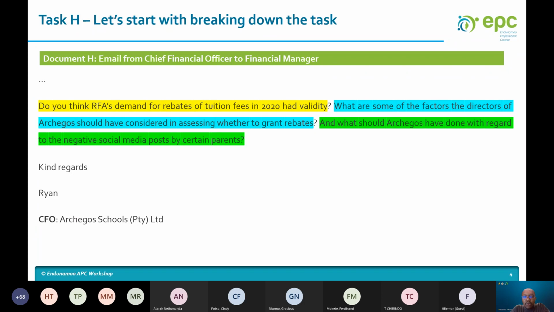Number 2, what are some of the factors the directors of Archegos should have considered in assessing whether to grant rebates? So before you gave rebates, what should we have considered? Okay, that's aspect number 2. Aspect number 3, and what should Archegos have done with regard to the negative social media posts by certain parents? Okay, very, very, very important.